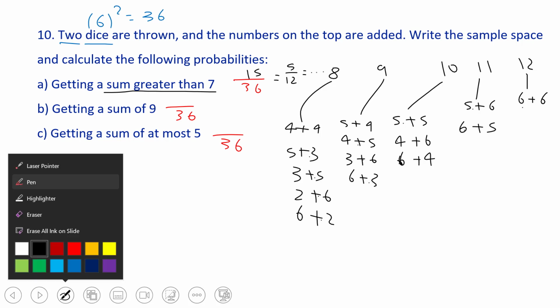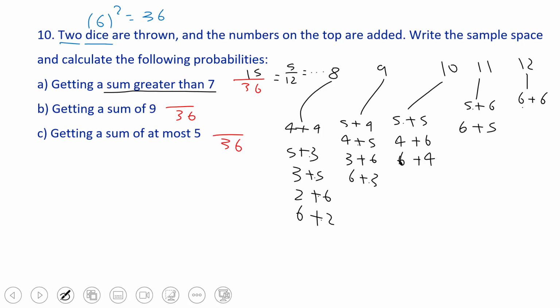Getting a sum of 9. I have a sum of 9 here. Okay. How many ways do I have here? 4 out of 36, which is 1 over 9. And you can change it into a decimal as well. Okay, at most 5. At most 5 means the sum could be 5 or 4 or 3 or 2.